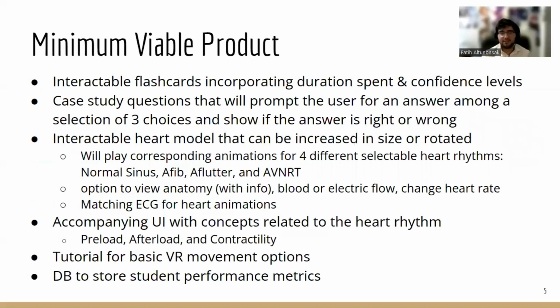So for this application, we defined our minimum viable product as follows. We have an interactable flashcard that can keep track of duration and confidence levels. We have case study questions that prompt students from a selection of choices and then also inform them about whether they're right or wrong. We have an interactable heart model, which is the main purpose of the application, that shows different heart rhythms as well as anatomy, electrical and blood flow, as well as EKGs corresponding to those rhythms. We've also included a tutorial for VR movements, as well as a database to store performance metrics regarding those case study questions, as well as flashcards.